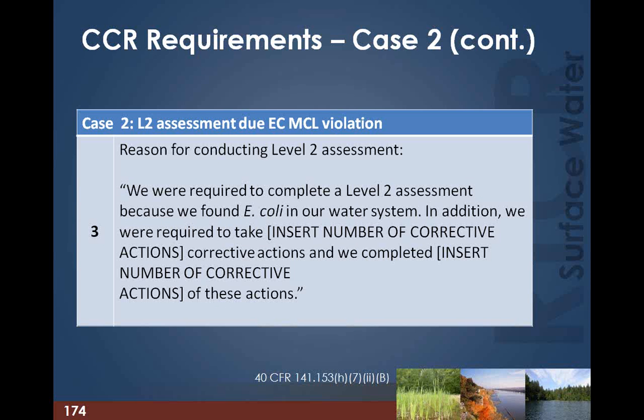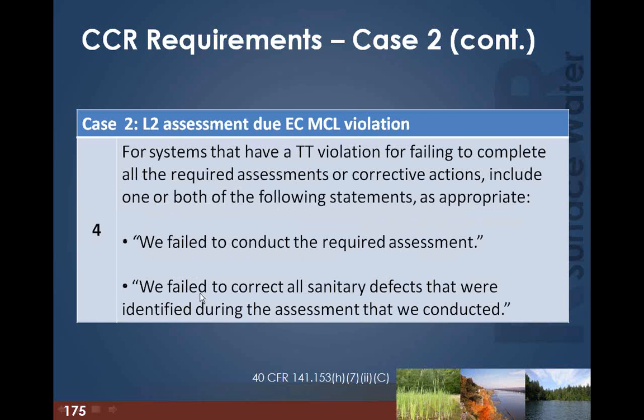In addition to including those first two elements, they also have to include the reason for conducting the Level 2 assessment, and so the number of corrective actions and how many corrective actions were completed. And then finally, if there was a failure to conduct or complete any of the steps associated with an assessment, that also has to be disclosed in the Consumer Confidence Report.